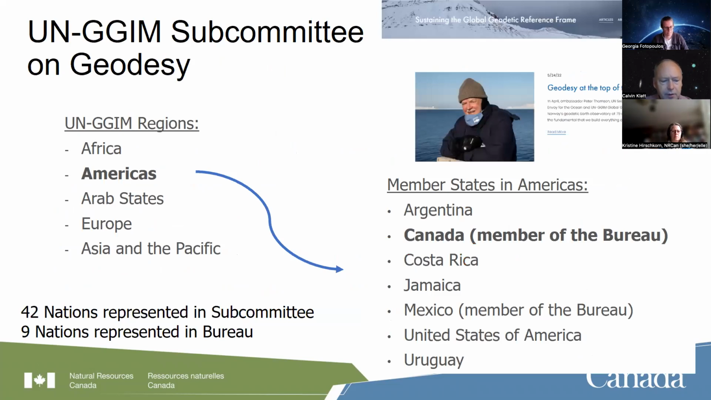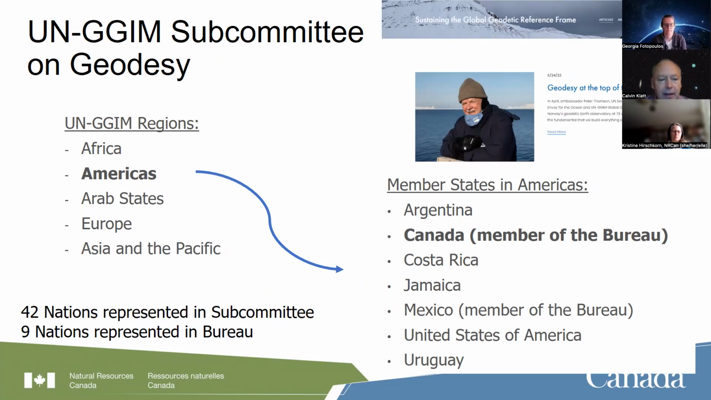So for the subcommittee on geodesy, the representation is nominated by the regions. So the UNGGM Americas creates a slate of candidates that they submit, and that list includes Canada and the others that you see there. So Canada is a member now of the subcommittee, and then we have taken on a role as a member of the Bureau.